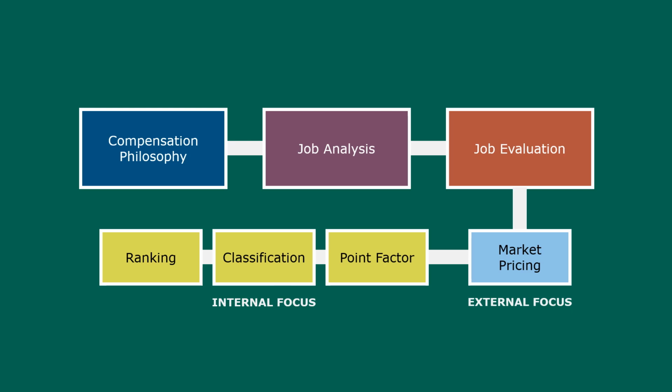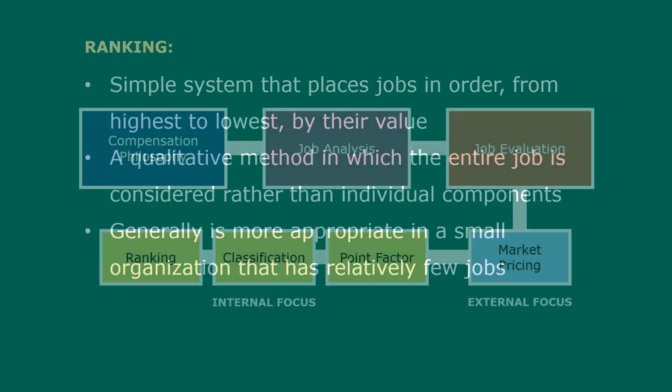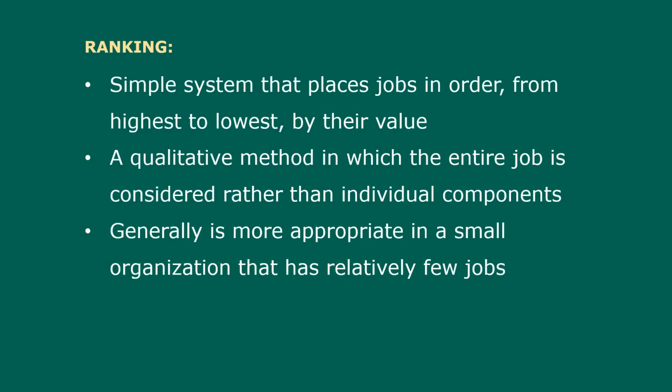As you can see here, there are four methods of job evaluation. Let's take a look at each, starting with job evaluation methods with an internal focus. The ranking method is a simple system that places jobs in order from highest to lowest by their value to the organization. This is a qualitative method in which the entire job is considered rather than individual components. The ranking method generally is more appropriate in small organizations that have relatively few jobs.